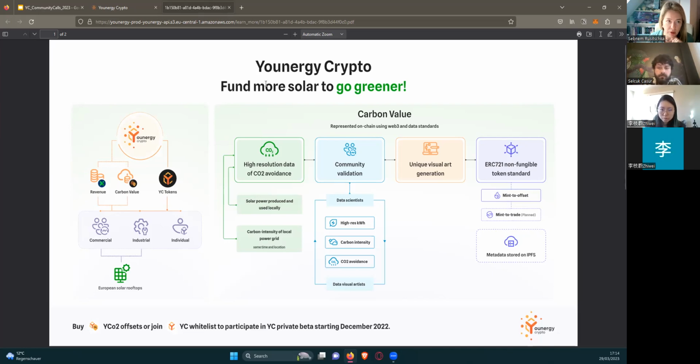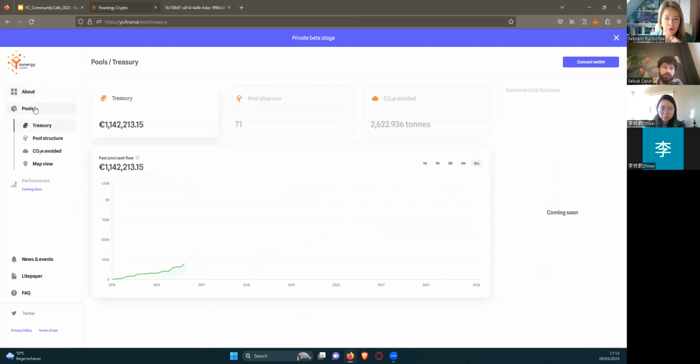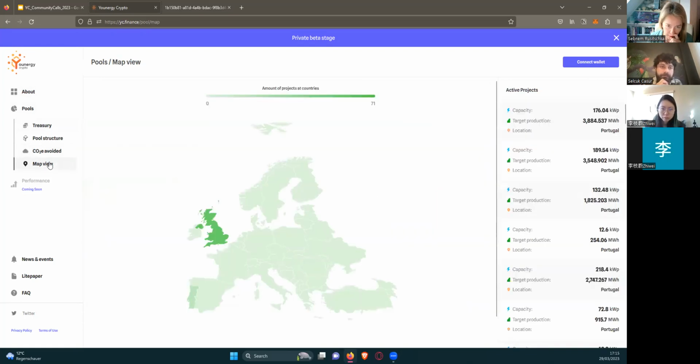We have a limited edition of these 57 UK solar projects. These are schools. And basically, one second, the map view is better. These are the 57 UK projects where we have the limited edition carbon credits, just about 2,600 tons roughly.